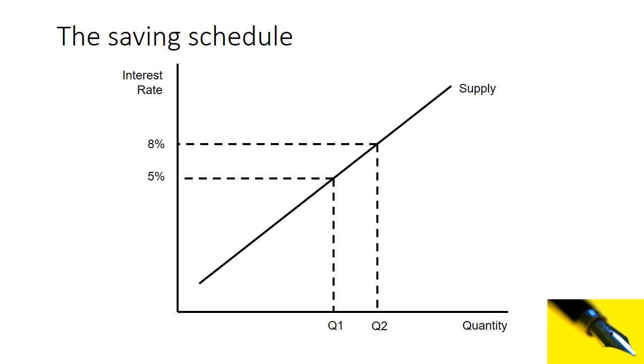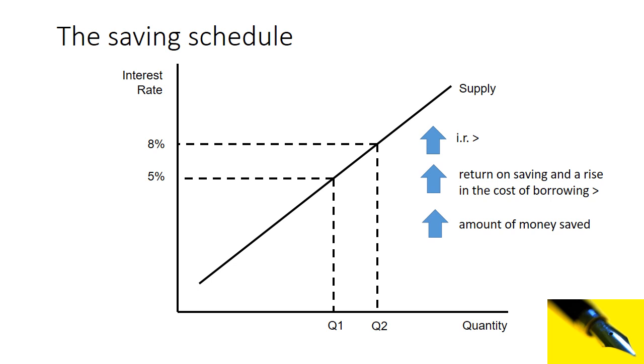And similarly, if there is a fall in interest rates from 8% to 5%, we will get a fall in the amount that is saved by both households and businesses from Q2 to Q1. So just to go through this, if there is a rise in the interest rate, this will lead to a rise in the return on saving and a rise in the cost of borrowing. So this will lead to both households and businesses choosing to save more. So we'll get an expansion along the supply schedule, the savings schedule.